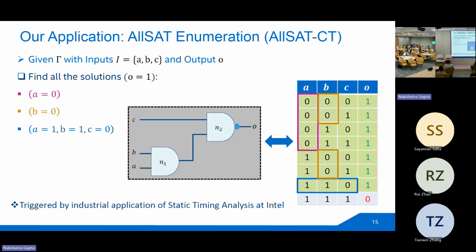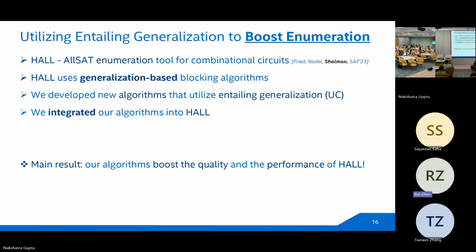So our application is the all-SAT enumeration problem. So given a circuit, we want to find all the solutions to it. So here we have the same circuit from before, and here we have the truth table of the circuit, and we want to cover all these solutions. So for example, we can use this set of three solutions to cover this entire set. Note that each solution here is covered by some solution in this set. So if, for example, I have the solution A is 0, this covers these 4 solutions.